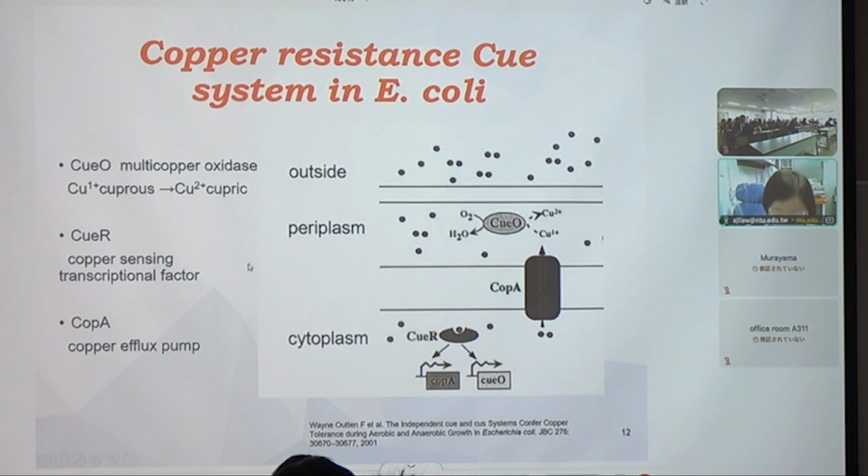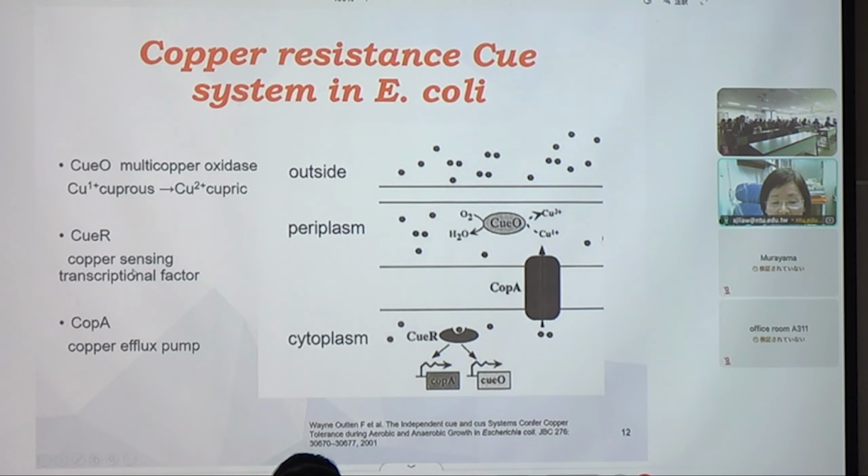So as we know, copper resistance mechanisms are different among different bacteria. The Cue system is one of them. In E. coli, the Cue system consists of three members: CueO, CueR, and CopA. When the concentration of cuprous ion increases inside the cytoplasm, the ion will combine with the CueR.